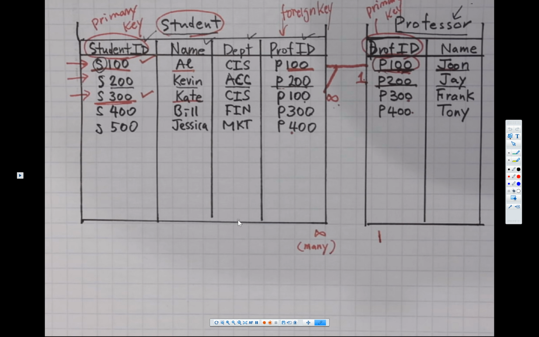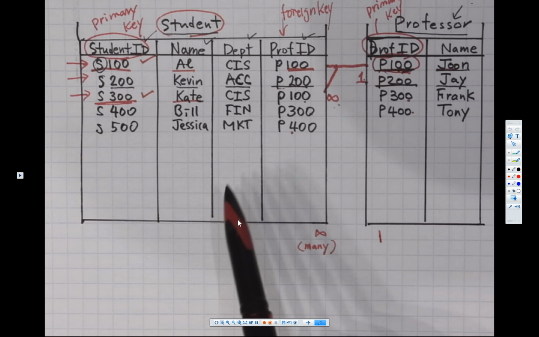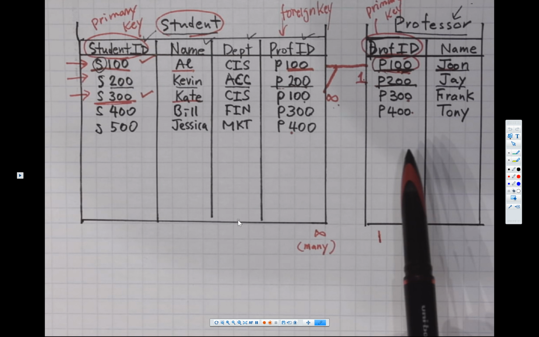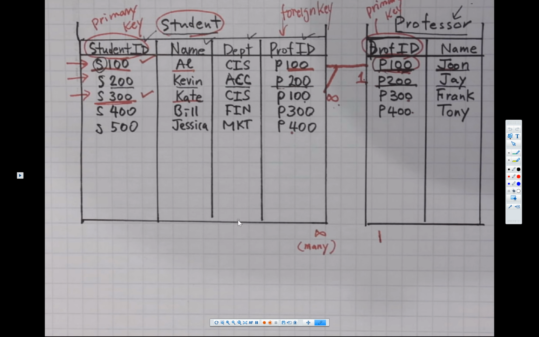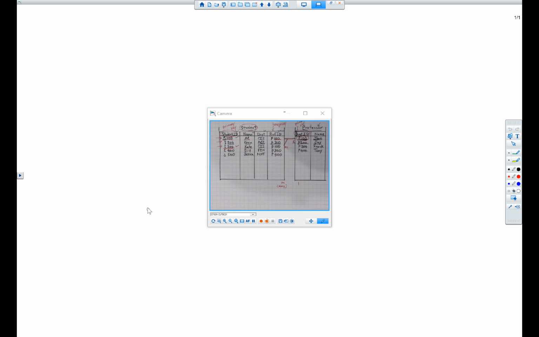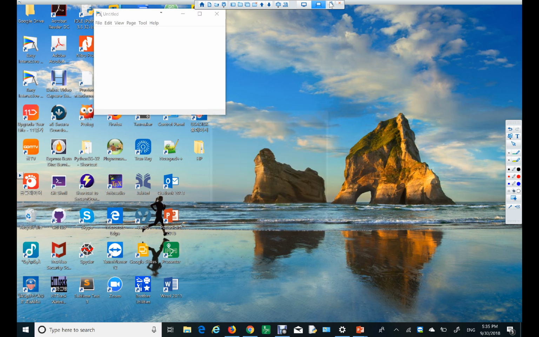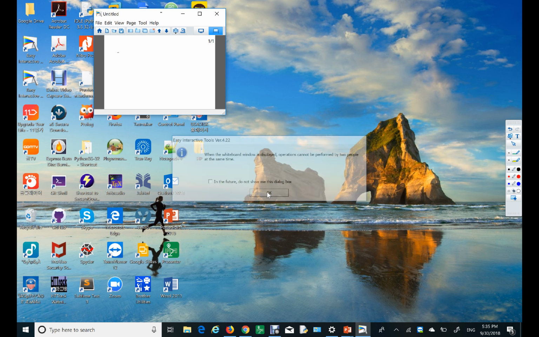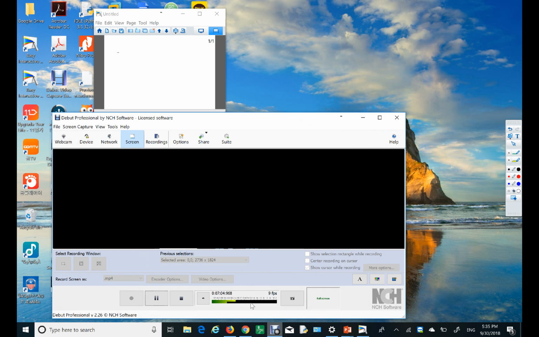Okay, in the next lecture, I will show you how to implement these two tables using Microsoft Access. So I'm going to stop recording my lecture here.